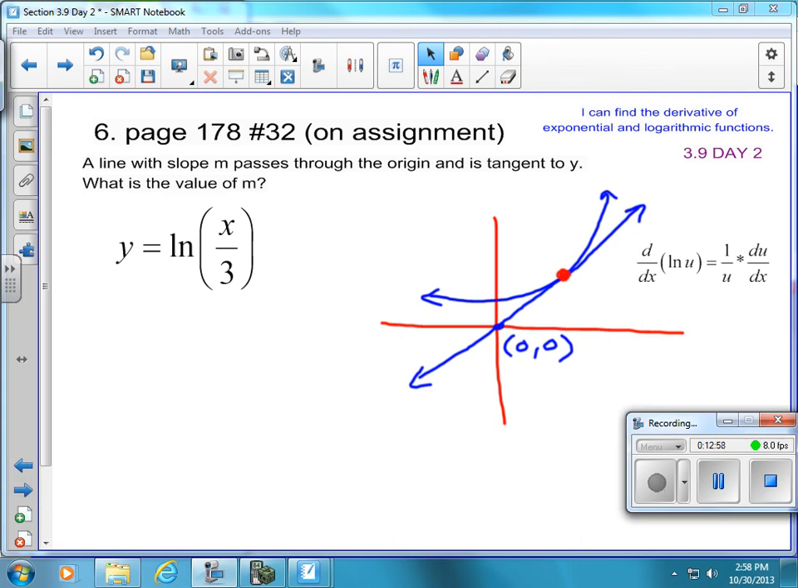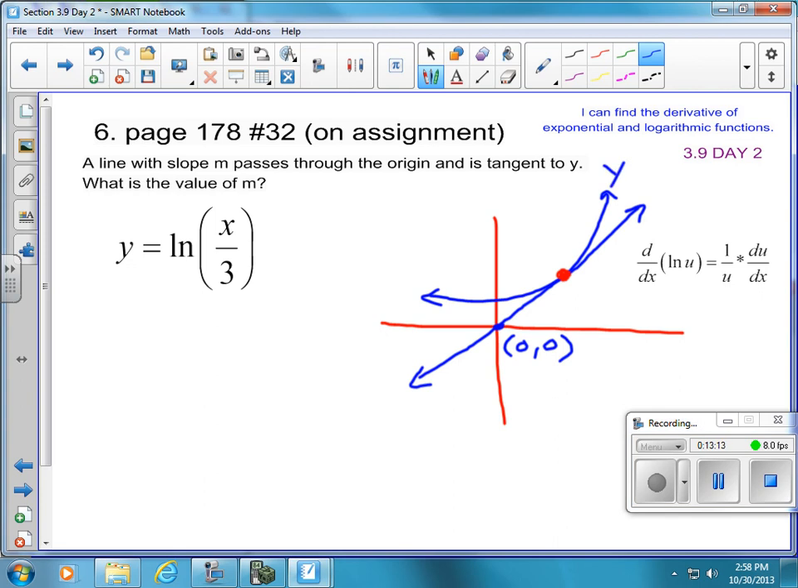Okay, so this is a really good challenge problem, I think, and this is a typical problem that would be on an AP test. A line with slope m passes through the origin and is tangent to y. You're not given this pretty picture that I drew, but I just drew a sample y graph and its tangent line. So we need to know the value of m. We know a couple things here. We know that the derivative of this function is equal to m. So why don't we take the derivative and see what happens there.